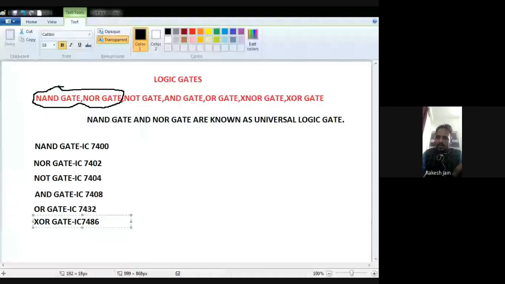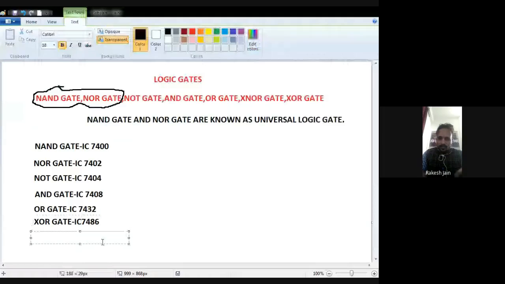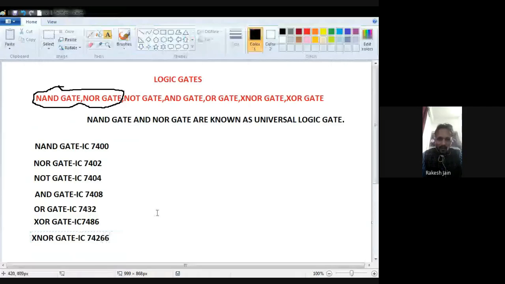Which IC for the AND gate? 7408 is of the AND gate. Which IC for the OR gate? Then remember, your IC 7432 belongs to the OR gate. So IC: NOR gate, NOT gate, AND gate, OR gate.